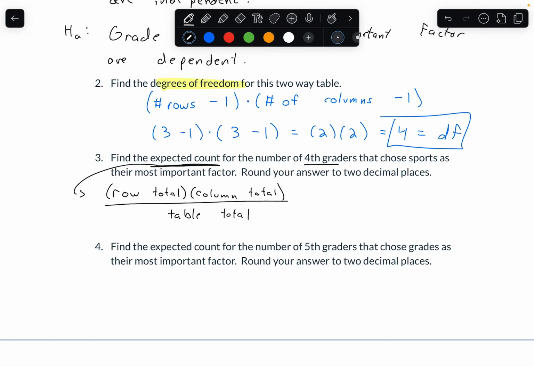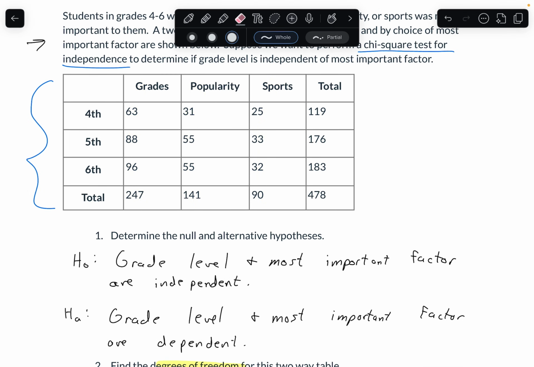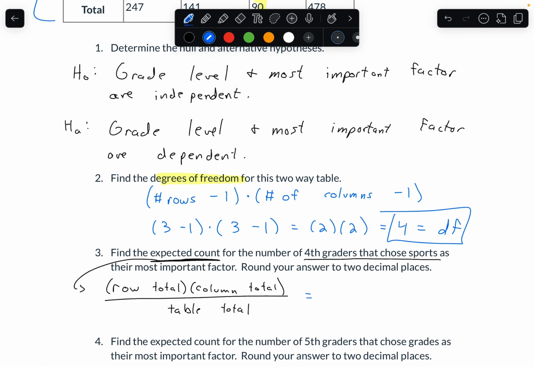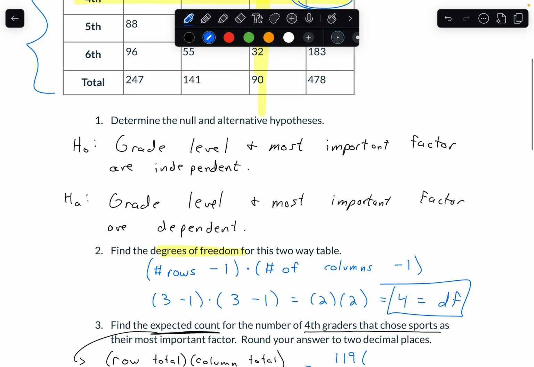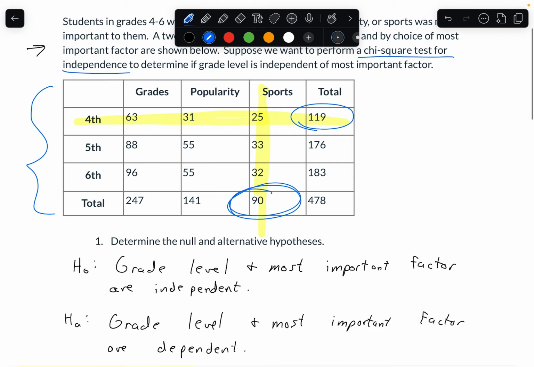So we are looking at the 4th graders that chose sports as their most important factor. So I'm going to go up here. We said 4th graders that chose sports. So we are looking at the 4th graders right here that chose sports. So for the row total, I'm looking at the total number of 4th graders, which would be 119. So I'm going to have for this 119 times the column total. If I go back and look up here, my column total was 90. That was the total number of folks that said that sports was their most important factor.